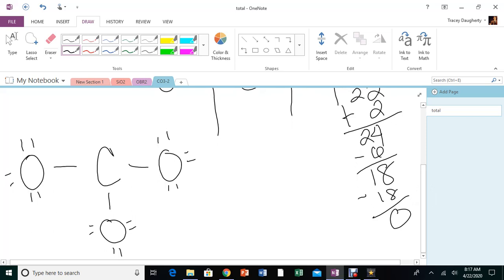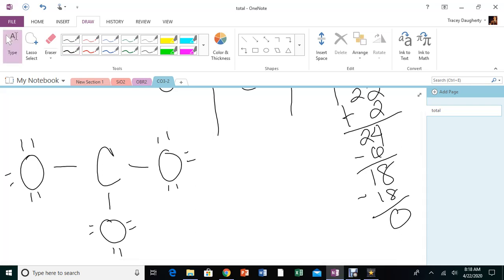Now we need to check to see if all of the atoms have 8 valence electrons. The oxygens have 6 dots plus the bond makes 8. So that is good. But the carbon only has 2 electrons in each bond, so we have 6 valence electrons around the carbon. We need to get carbon to have 8 valence electrons, so we have to double bond.